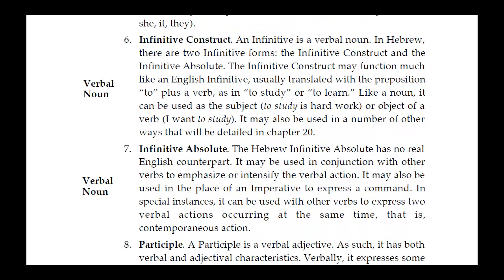But we're just going through the basics, the 8 different conjugations. Number 7 conjugation, as we mentioned before, is the infinitive absolute. The infinitive absolute has no real English counterpart. It may be used in conjunction with other verbs to emphasize or intensify the verbal action. And we've seen it quite a bit when we read the scriptures.